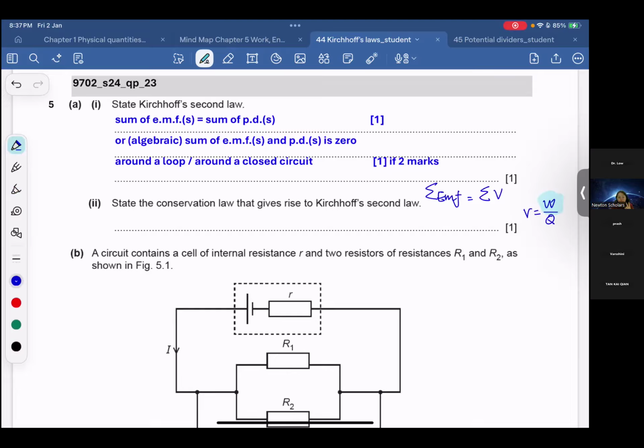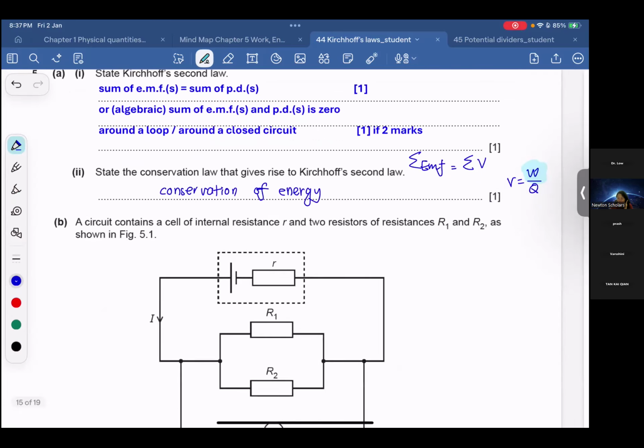No need to memorize, but if you know the potential difference is W over Q, where W is energy, then it is conservation of energy. If you understand the concept, a lot of things you need not memorize. In physics, study smart.